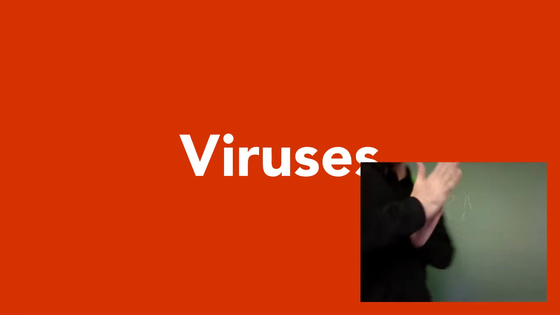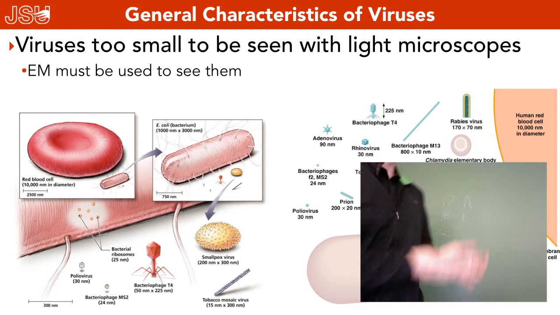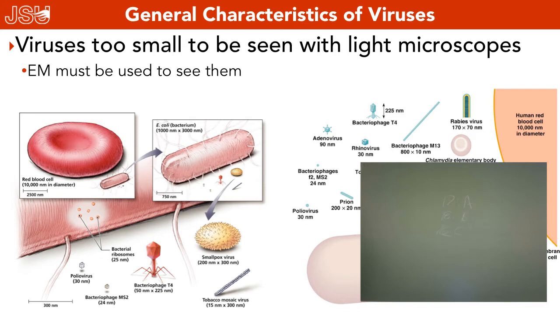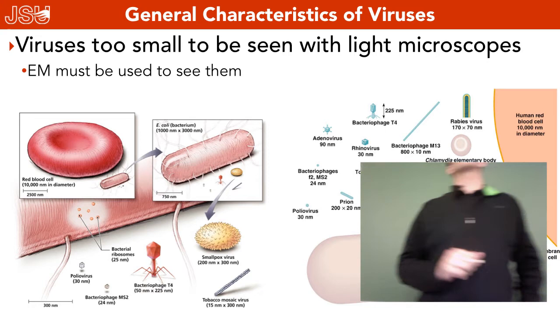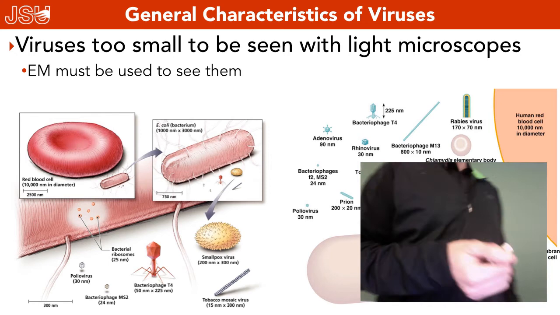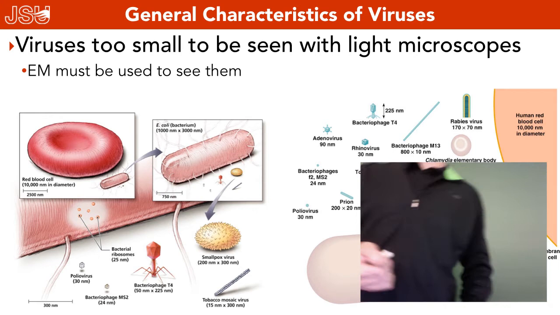So we go forward with the viruses. First of all, viruses are very small. They're incredibly small. Typically too small to be seen with a light microscope. There are some exceptions to this. If you have a really high speed, low drag light microscope, you can sometimes see pox viruses, which are fairly large viruses. But in general, they are too small to be seen with a light microscope. With an electron microscope, sure, no problem.